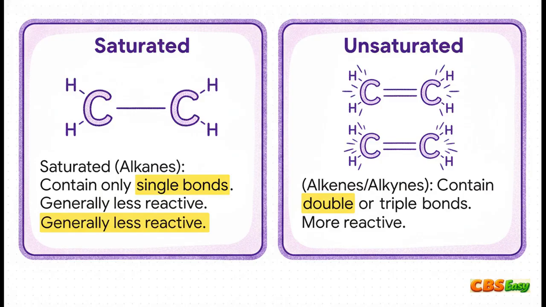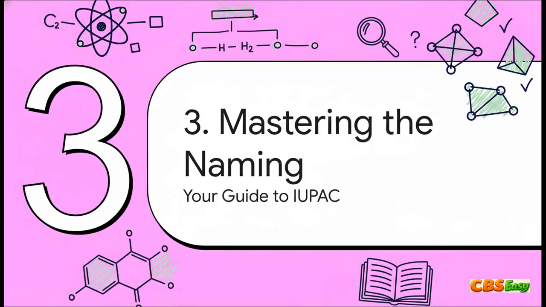Now, look over at the unsaturated side. Alkenes and alkynes have double or even triple bonds. And those extra bonds, they make these compounds way more reactive, which is a super important detail we'll come back to later. Now for a topic that seems really intimidating, but is actually just a system of rules.